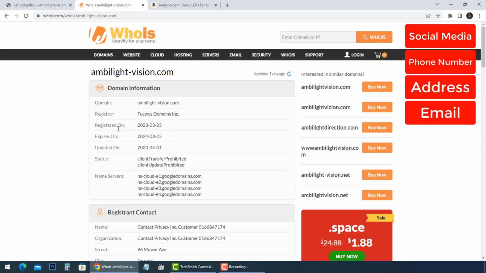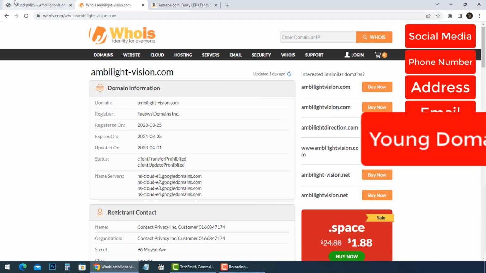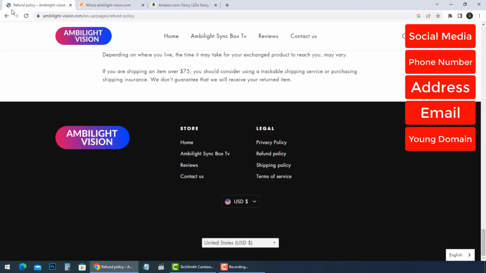By reading their WHOIS information, this website was registered on March 25, 2023 and expires on March 25, 2024. And the owner information is not available.